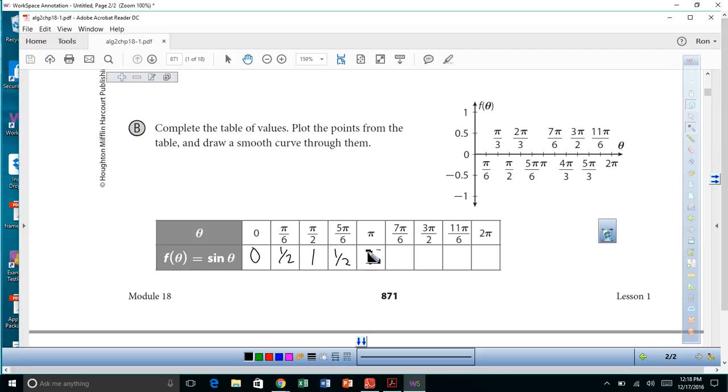Pi is going to be 0. 7 pi over 6 is going to be negative 1/2. 3 pi over 2 is going to be negative 1. 11 pi over 6 is going to be negative 1/2. And 2 pi is going to be 0. So let's plot these. 0, 0. All right, pi over 6 and 1/2.